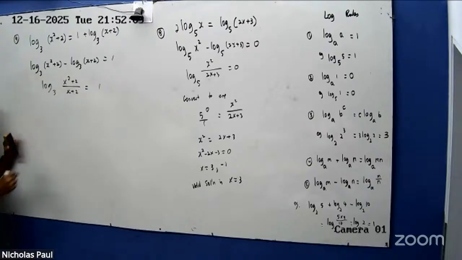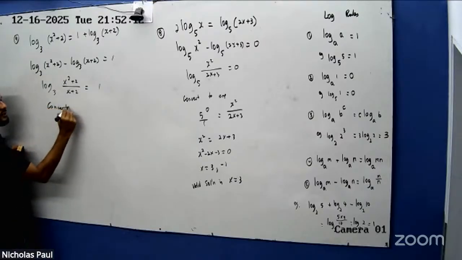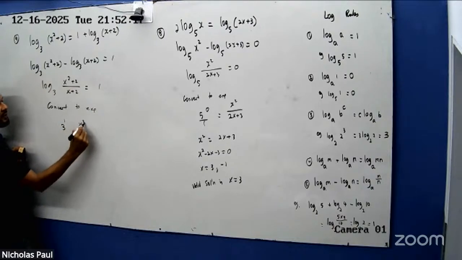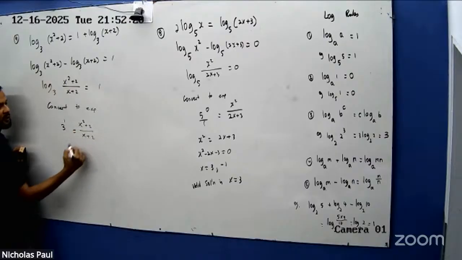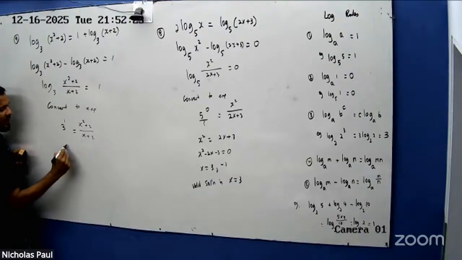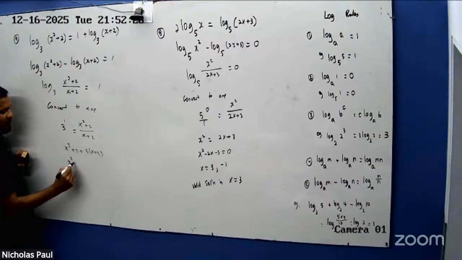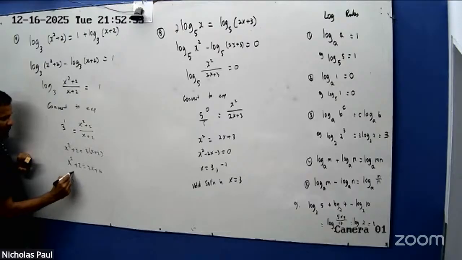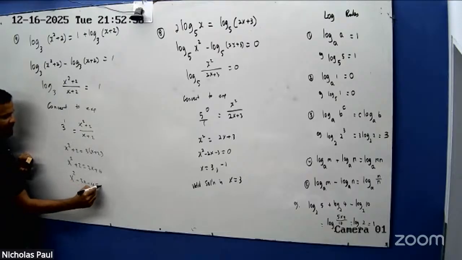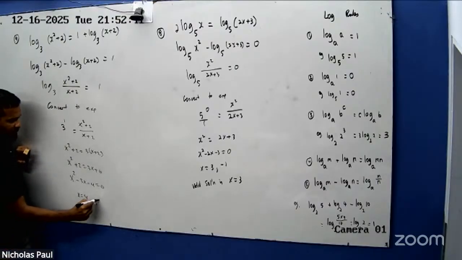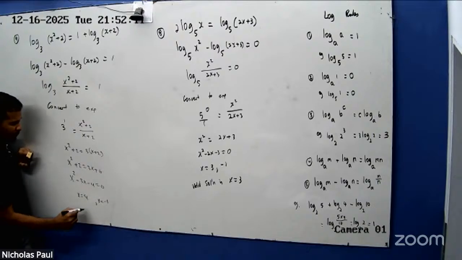When you reach here, usual thing, convert to exponential form. You'll get 3 to the power 1 is (x squared plus 2) over (x plus 2). Cross multiply, you'll get x squared plus 2 is 3 times (x plus 2). This will give you x squared plus 2 is 3x plus 6. I got x squared minus 3x minus 4 is 0, right? When you solve it, you get x is 4 and x is minus 1. So the only valid solution is x is 4.